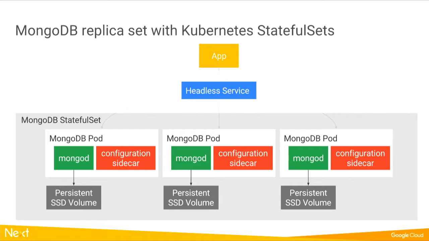And when our app wants to talk to the MongoDB replica set, it bypasses the headless service and talks directly to the pods. So the first pod is called mongo-0.mongo, mongo-1.mongo, and mongo-2.mongo. Right? We're not talking to the Mongo service. We're talking to each pod directly using the headless service.